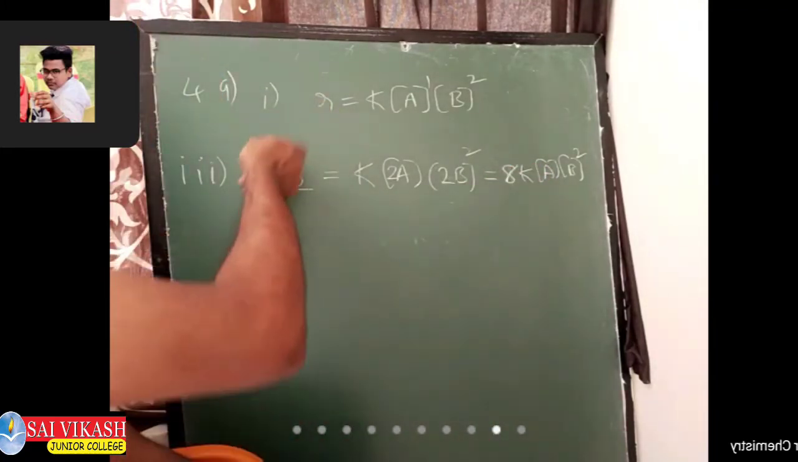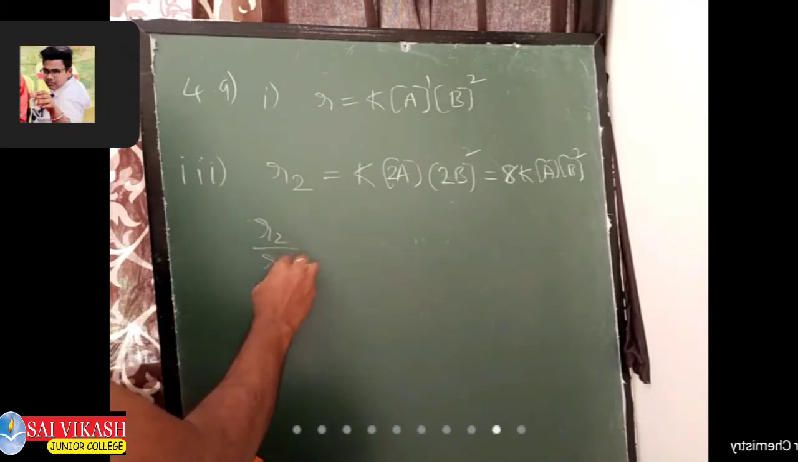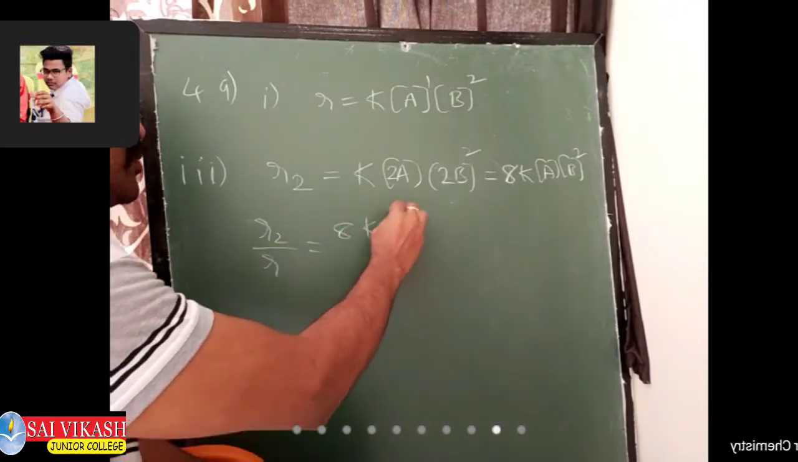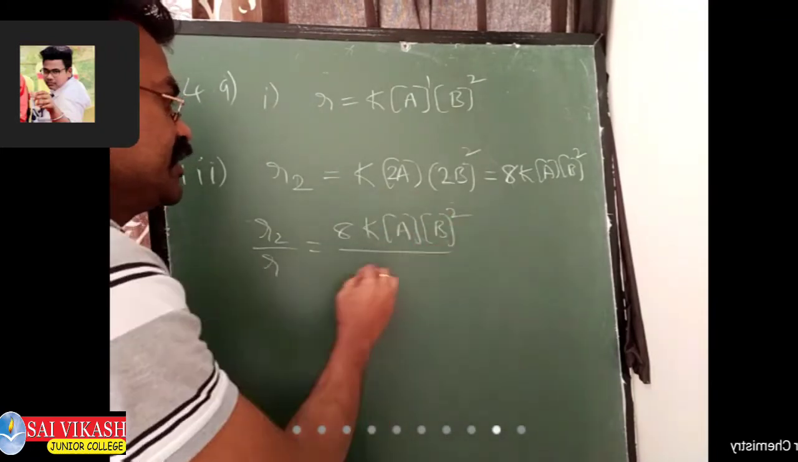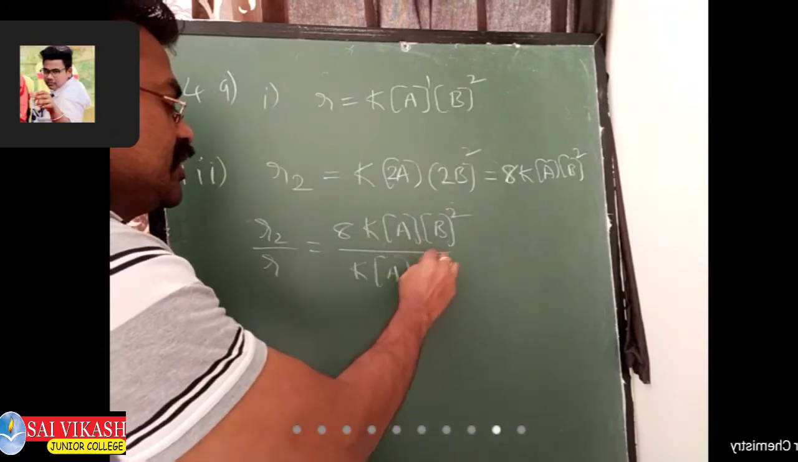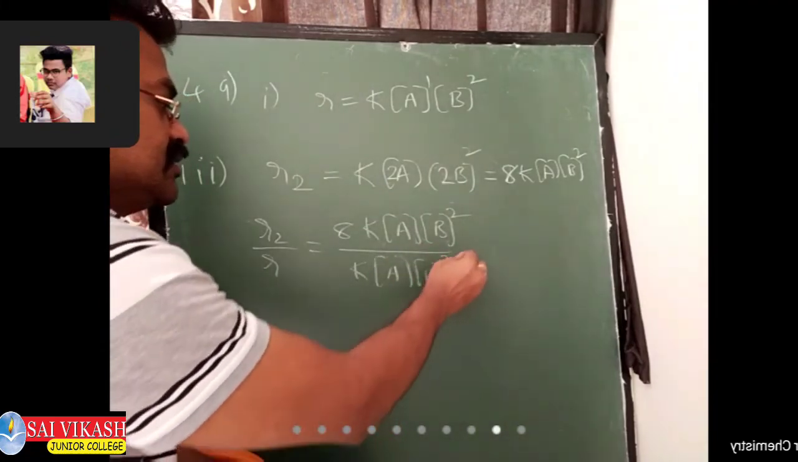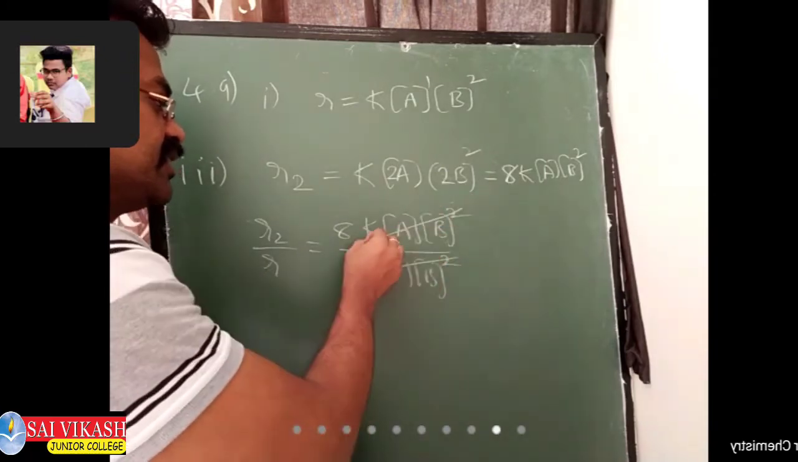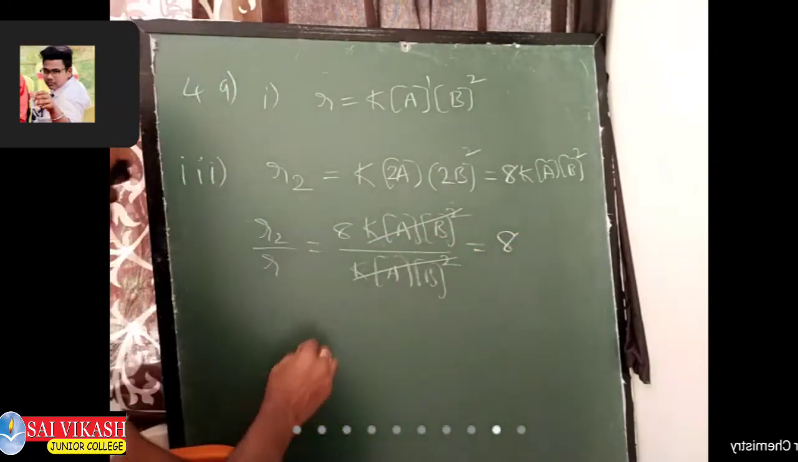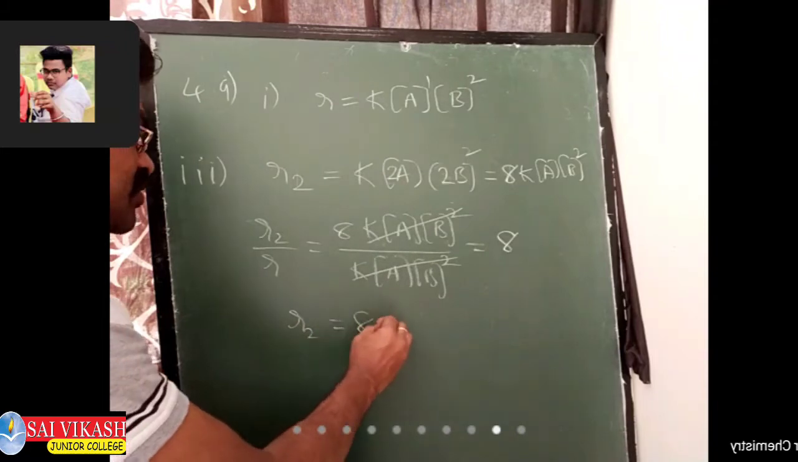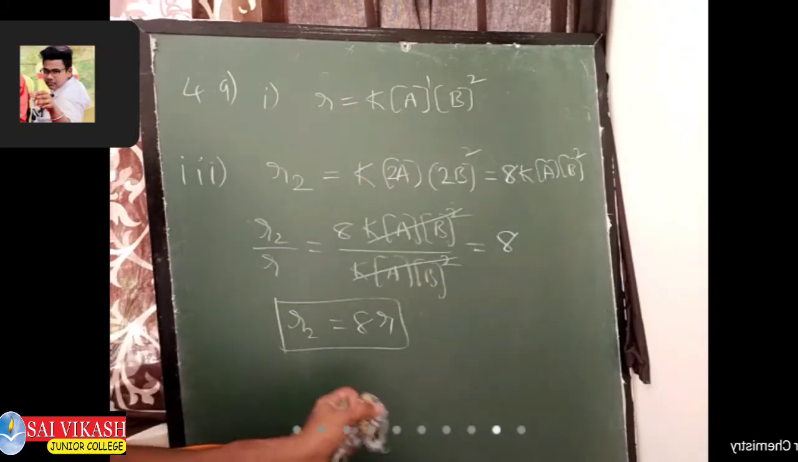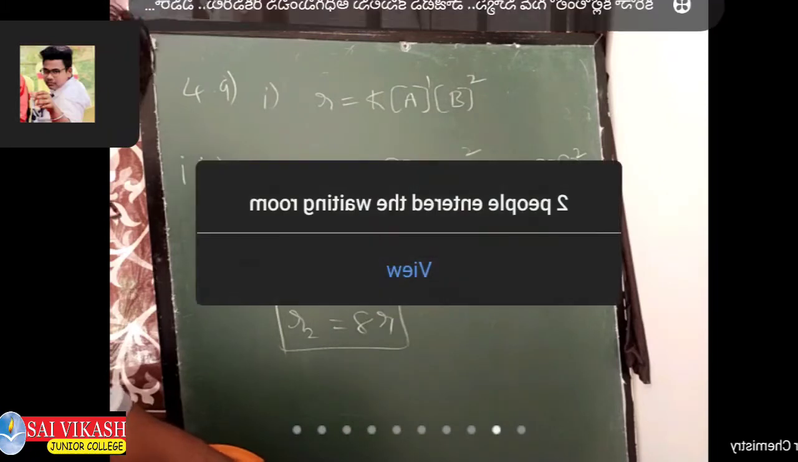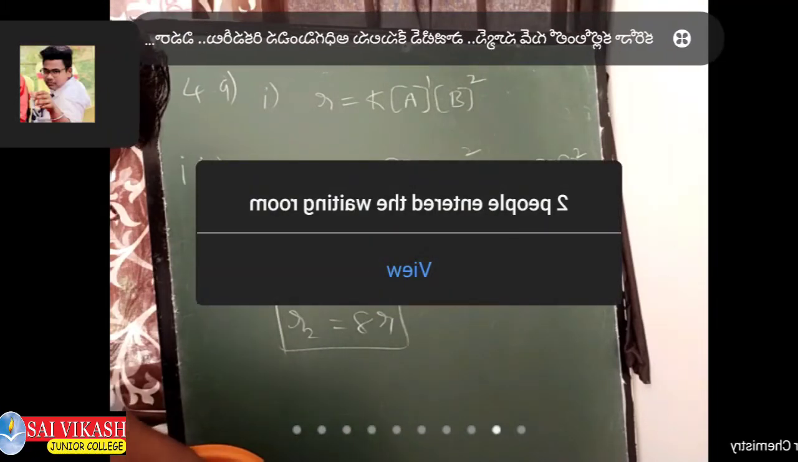Now again the ratio. R2 by R equal to 8 into K into A into B square by K into A into B square. K into A B square and K into A B square cancel, so it will be 8. Therefore, R2 equal to 8R. So we can write that the rate is increased by 8 times. This is the third question's answer.